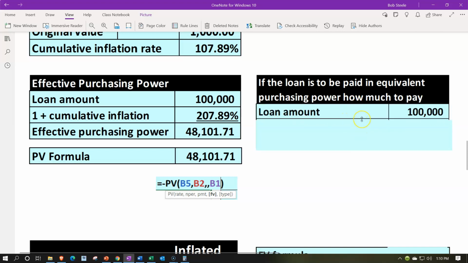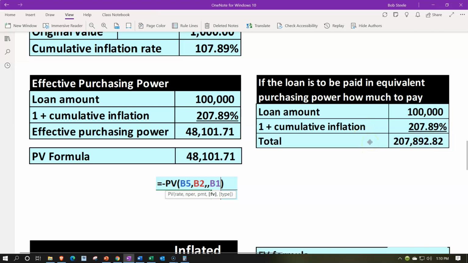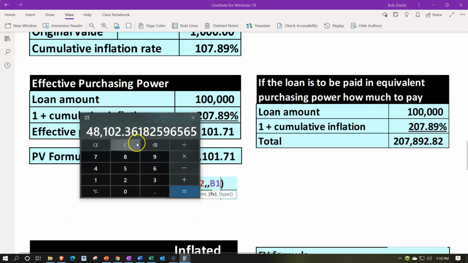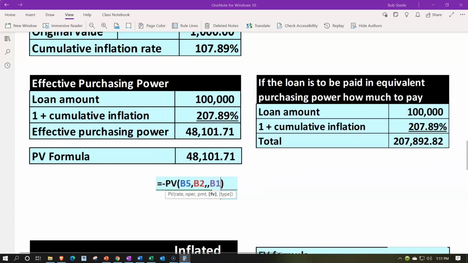Well, then we can take the loan amount of the 100,000 times 1 plus the cumulative inflation rate. So we have the cumulative inflation rate, the 107.89 percent, plus 1 is 207.89. The 100,000 times the 2.0789, let's just do that for the fun of it, is going to give us about 207,892. There's rounding that's involved here.